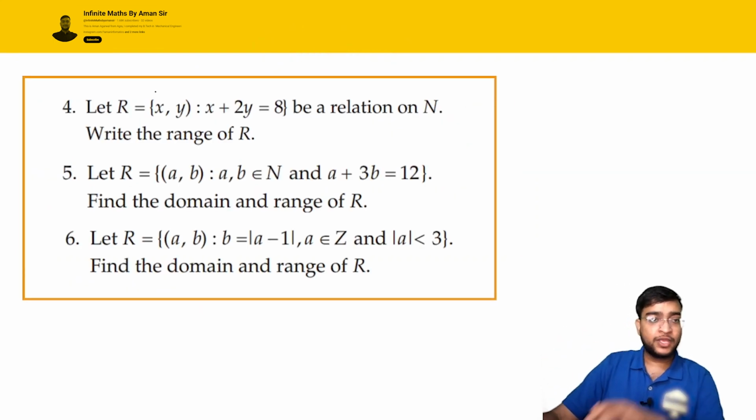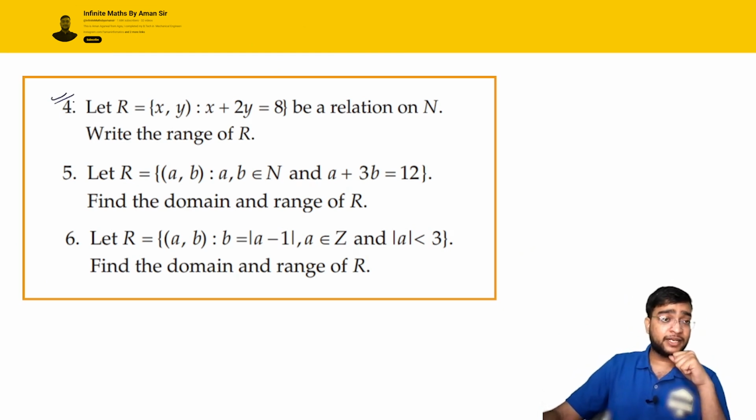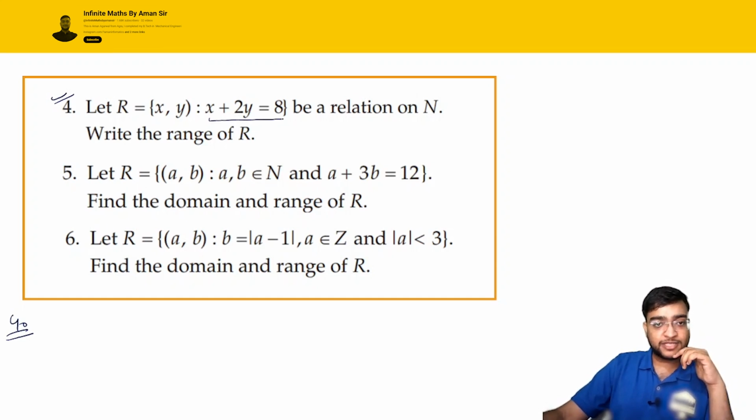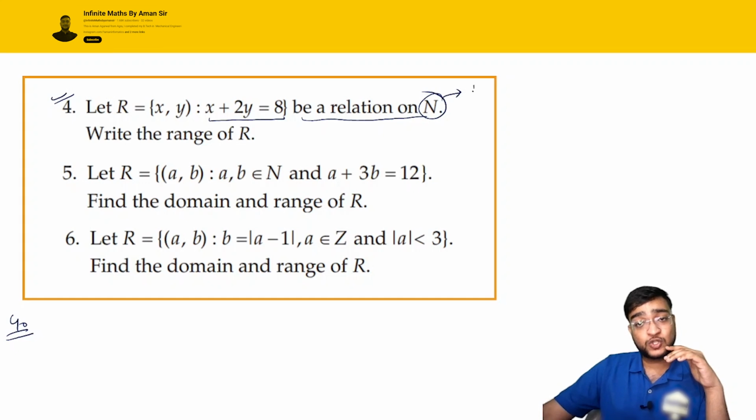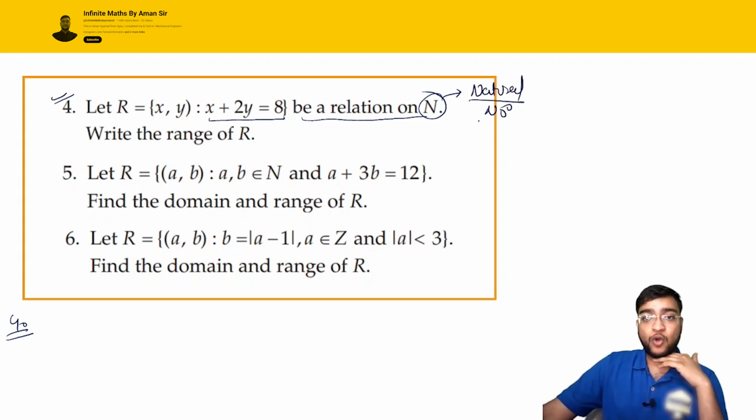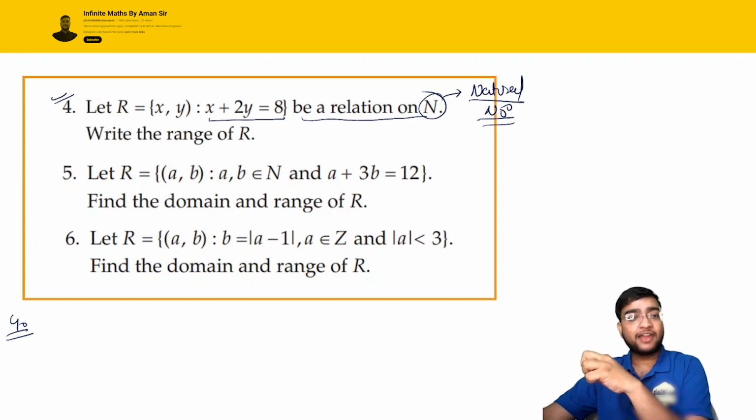Okay, sir. Okay, let's see some other condition, that is the fourth question here. What does the fourth question say? The relation R is x comma y, and the condition given here is x plus 2y equal to 8, a relation on N. What is exactly N? Here N refers to the natural numbers only. So the whole natural number set is given to you.